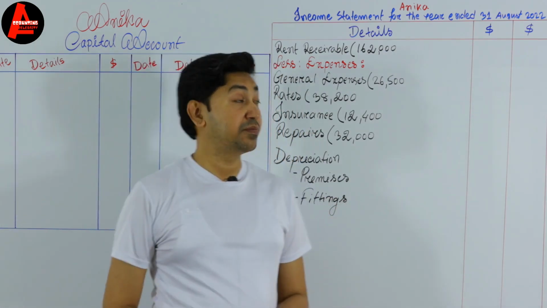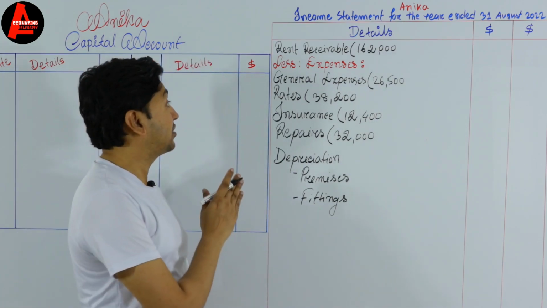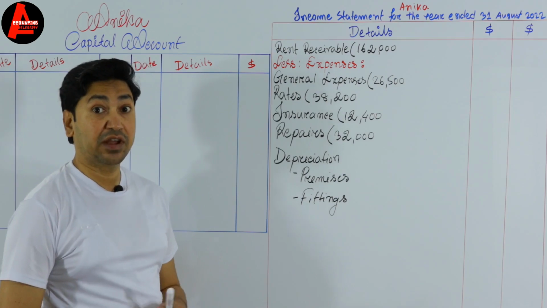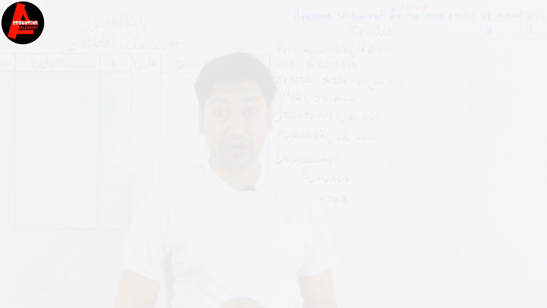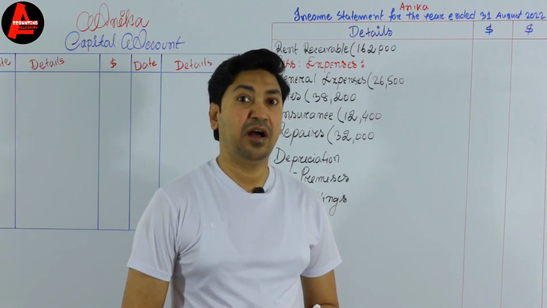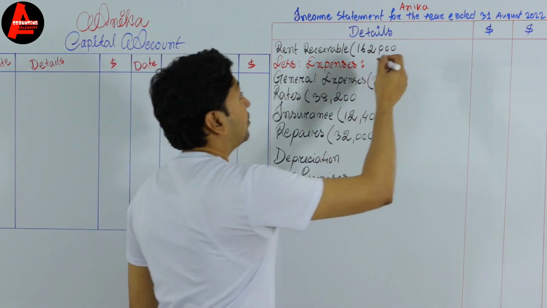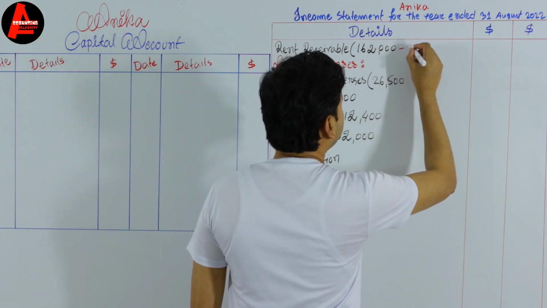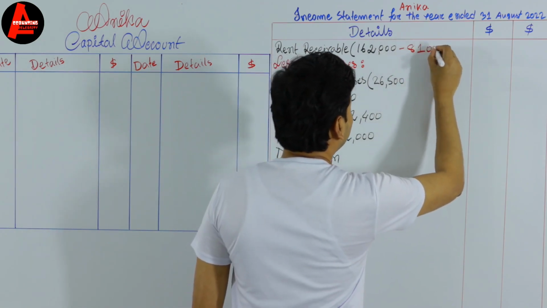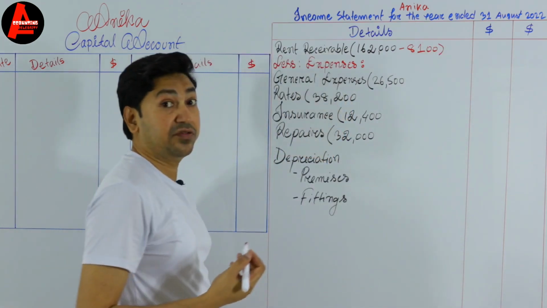Great. Now we have some adjustments. We will adjust these adjustments with these items here one by one. So what is our first adjustment? At 31st August 2022, rent received $8,100 has been paid in advance. So if money is received in advance, it will be deducted from the income. So this amount is received, we will subtract from here. So let us write here minus $8,100. Good. So the first adjustment is done.